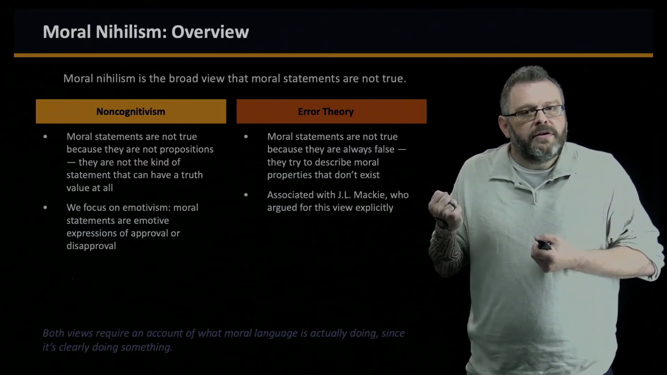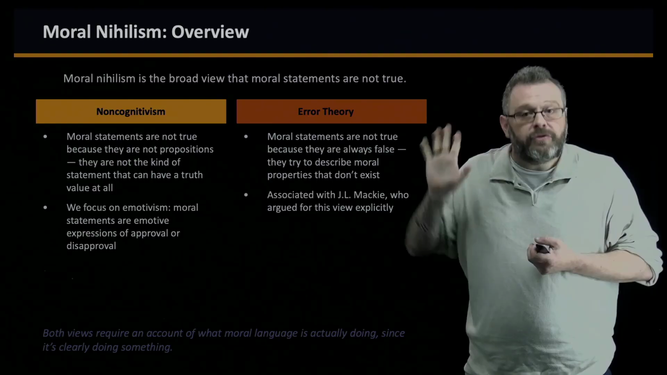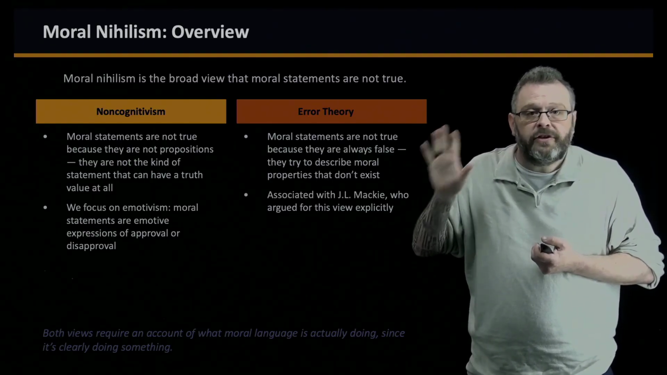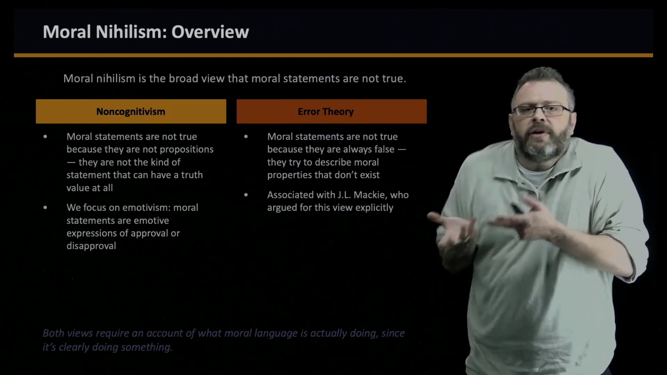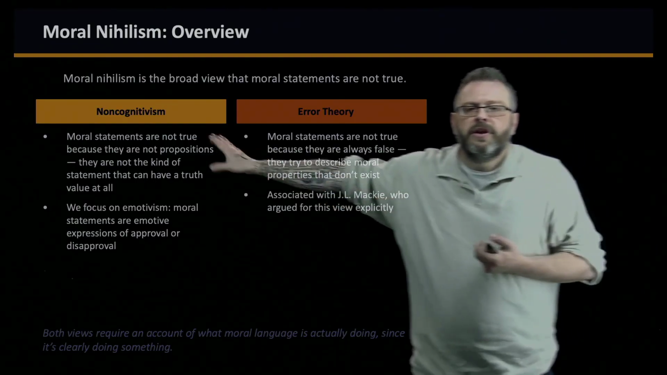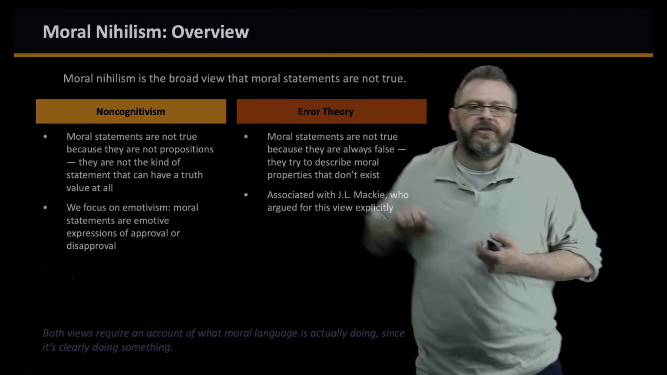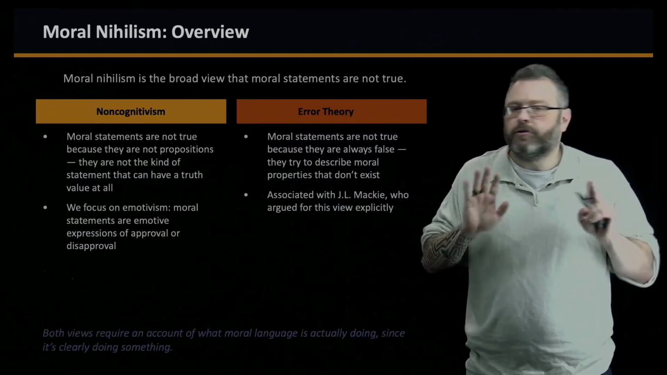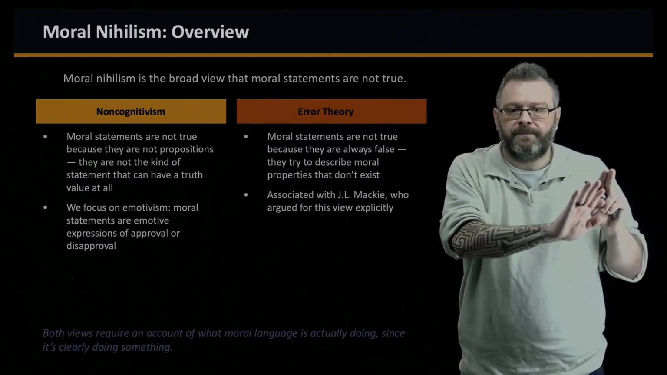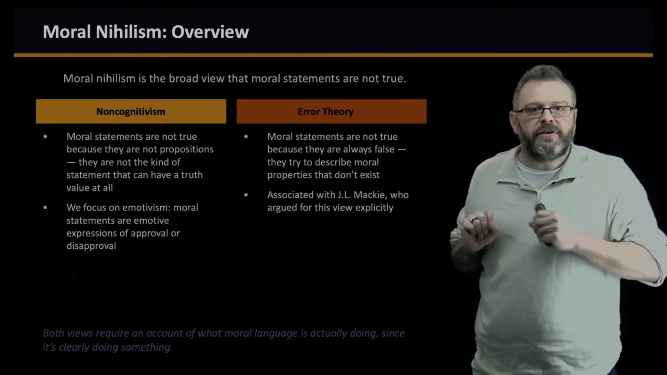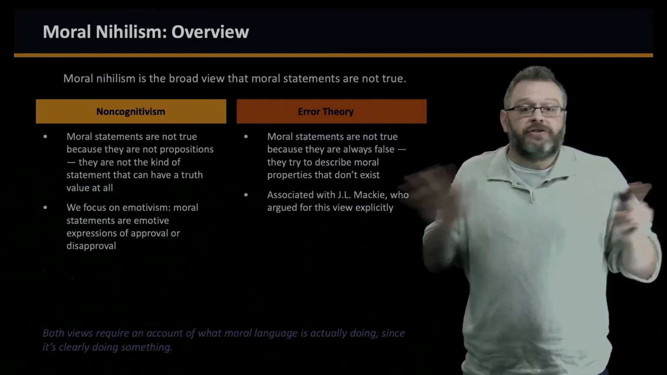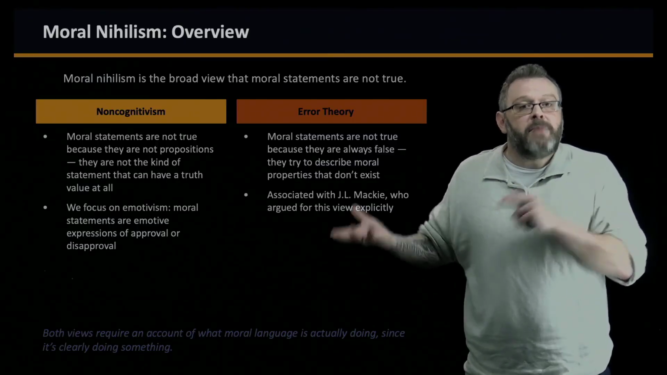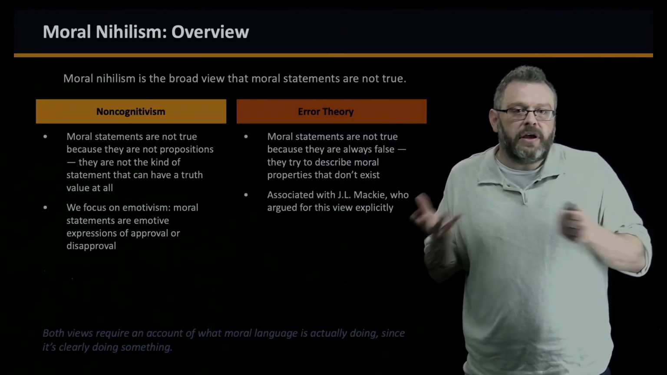Error theory is a slightly different approach. They're going to agree that moral statements are not true, but they're going to say that they're not true because they're always false. So for the non-cognitivists, moral statements don't even have a truth value. They're not true and they're not false. Error theorists say that moral statements do have a truth value. They're just all false.